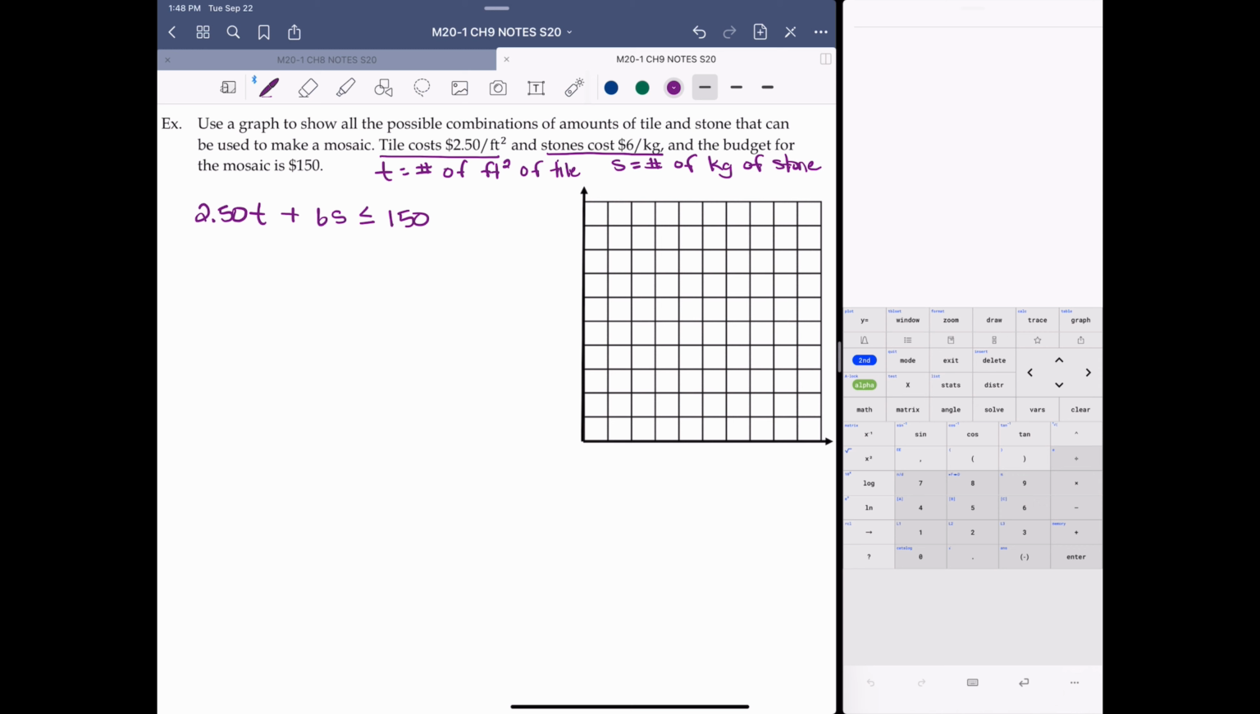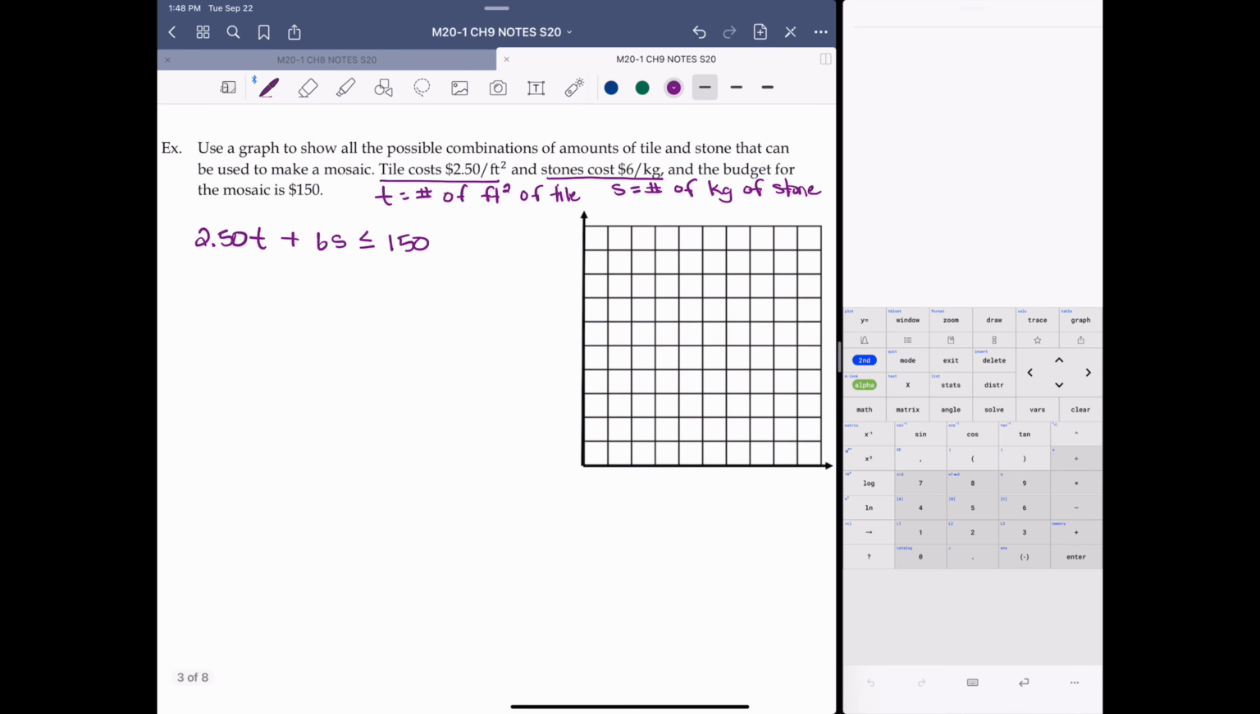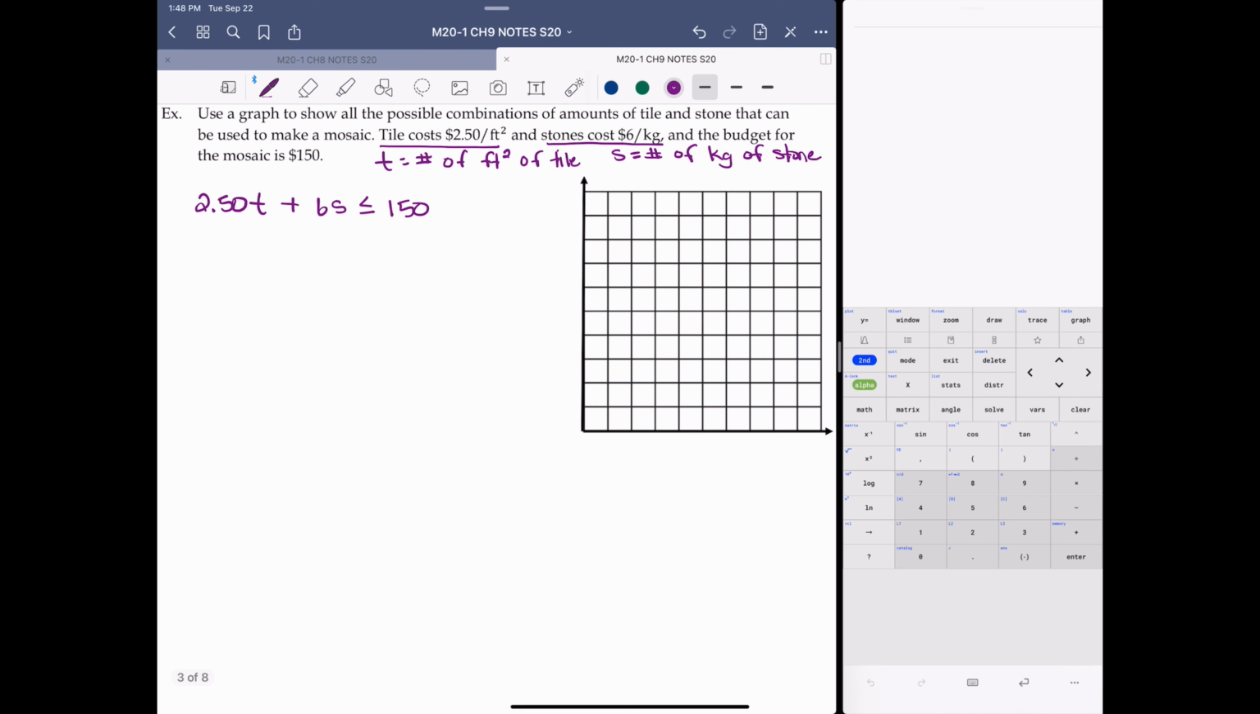Let's isolate one of our variables. It doesn't matter which variable we isolate because they're not called X and Y, so just pick one of the variables to isolate. I'm going to isolate S. So I'm going to subtract 2.50t.